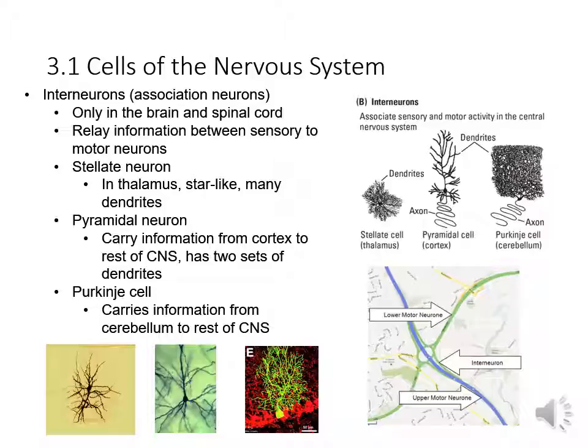And then Purkinje cells are located in the cerebellum, and they carry information from the cerebellum to the rest of the central nervous system. And they have a huge amount of dendrites, very, very dense dendrites. They look like little bushes.